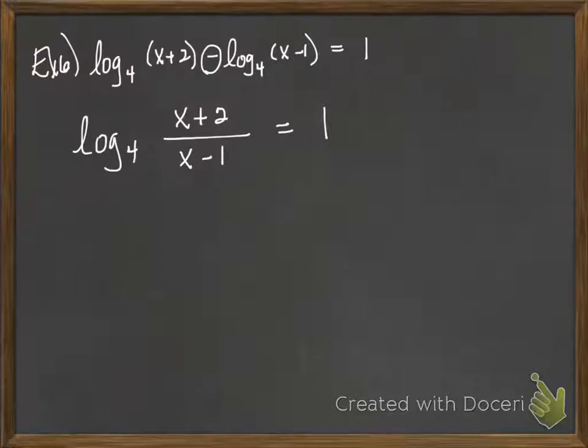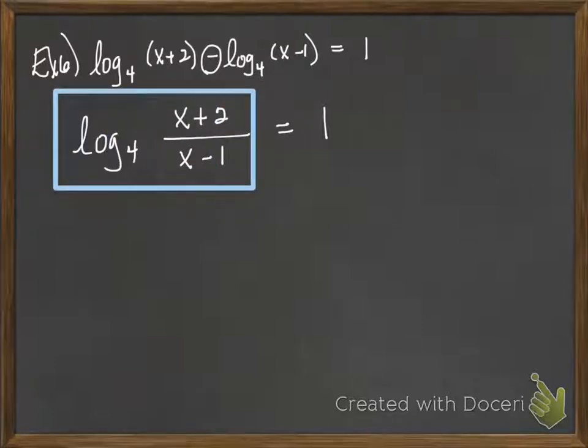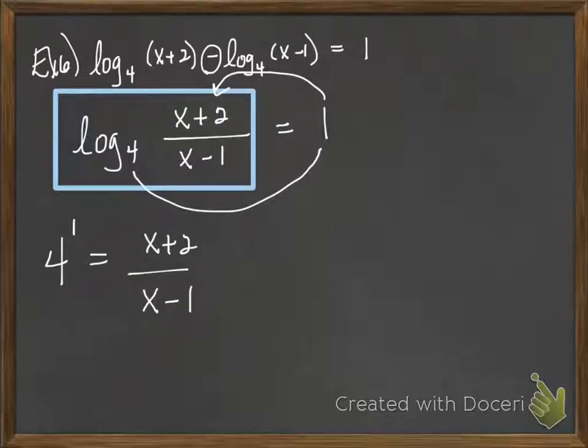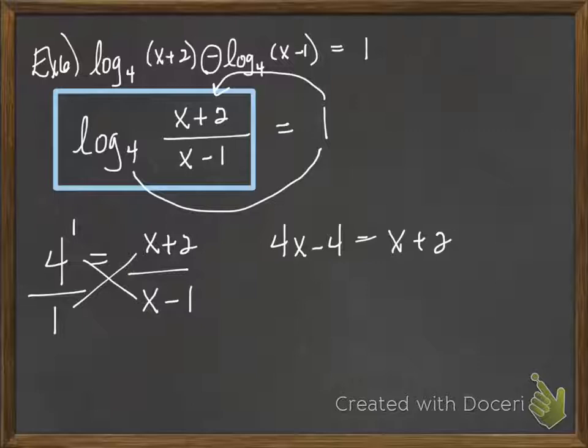Then you're going to ask yourself, is your log completely by itself? It is. So then you can rewrite it in exponential form. 4 to the first power is equal to x plus 2 over x minus 1. And if you put 4 over 1, to me, this problem is just easier solved by treating it like a proportion and cross multiplying. So 4 times x minus 1 is 4x minus 4. x plus 2 times 1 is x plus 2. And then you'll just solve it from there. Subtract x from both sides. Add 4 to both sides. And divide by 3.